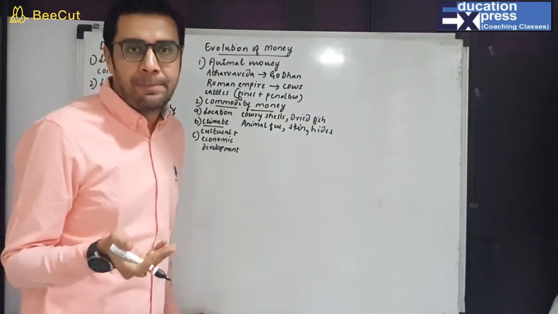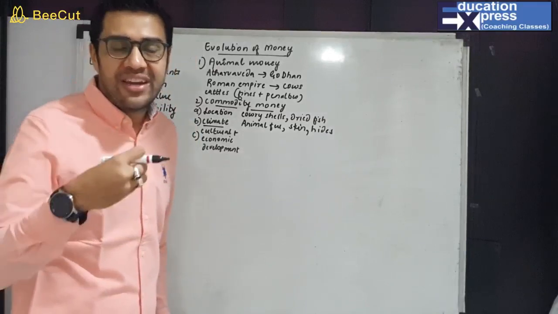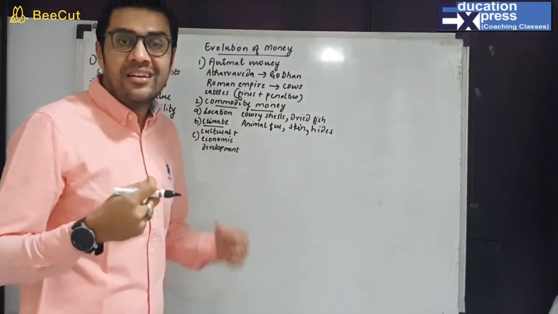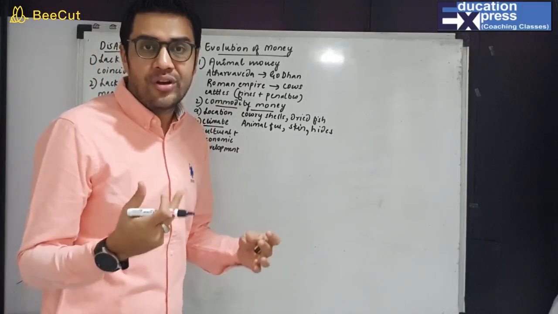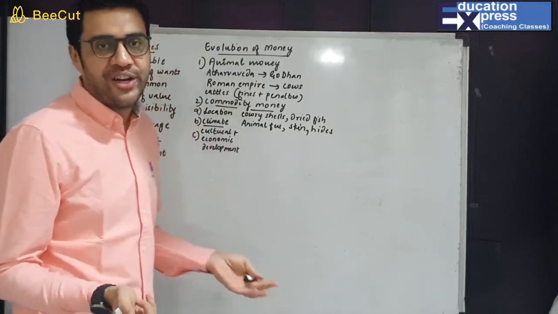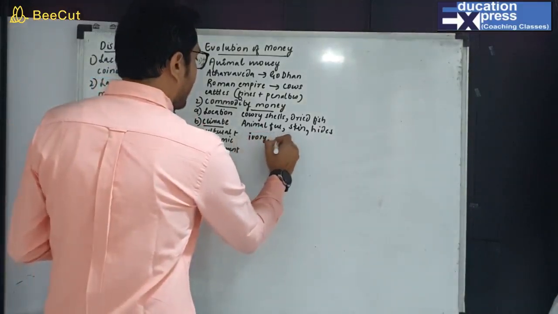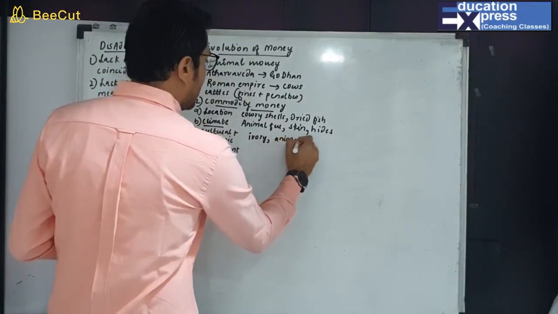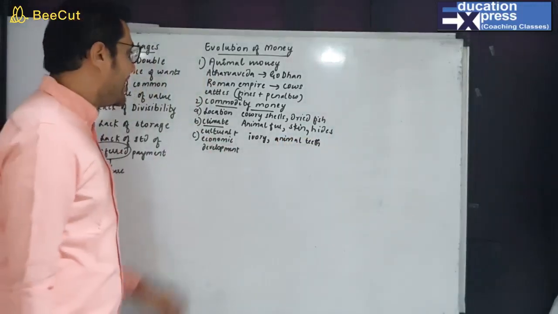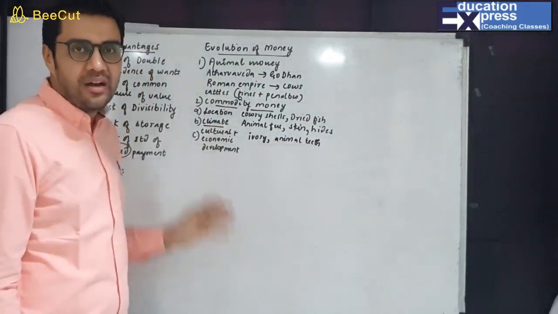Those who are tribal peoples, what is their culture? They used to use ivory. Ivory means the trunk, the tusk of an elephant, and the teeth of animals, lion and others. They were used as an exchange for commodity. So ivory and animal teeth were used as commodity. So commodity money depended upon the location, climate, and cultural and economic development.